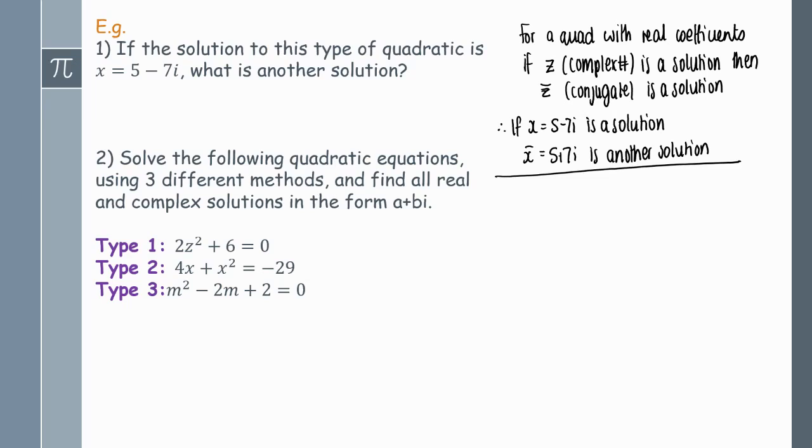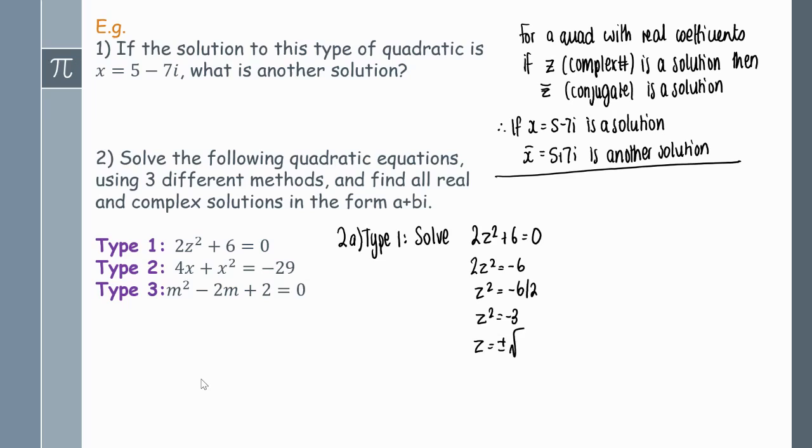For the next few examples, we're going to solve the following quadratic equations. Let's do the first one. If I have something like 2z squared plus 6 equals 0, and I've got to find both real and complex solutions, this one's quite nice. We're just going to rearrange. Take the 6 to the other side and divide by 2. We'll get z squared equals minus 6 divided by 2, which is negative 3. So z would equal, taking the square root of both sides, plus or minus the square root of minus 3.